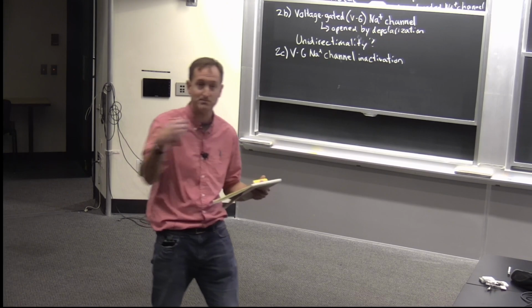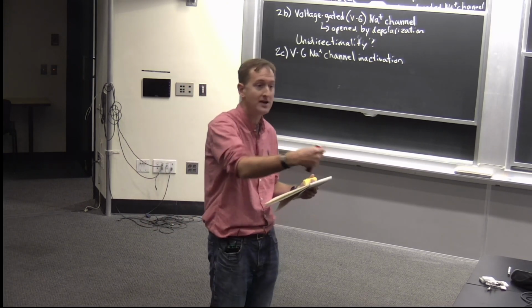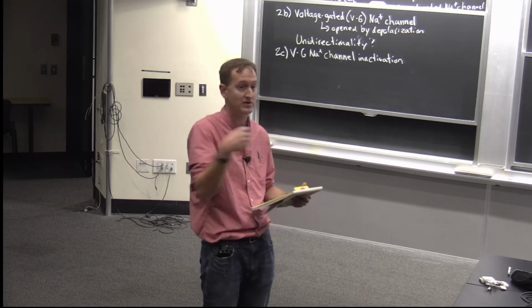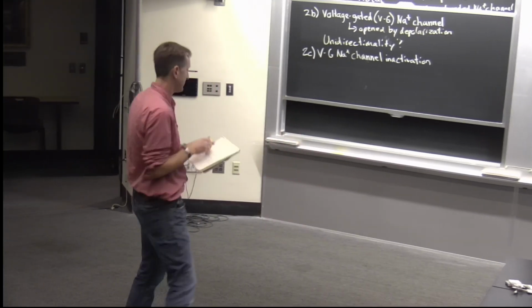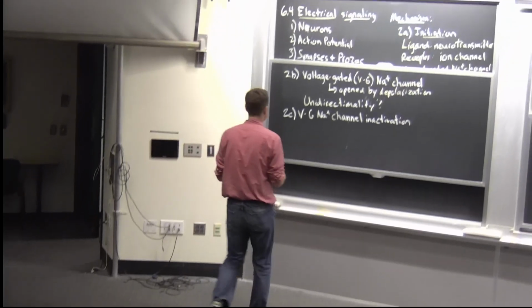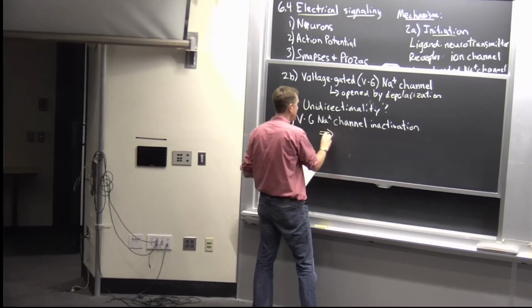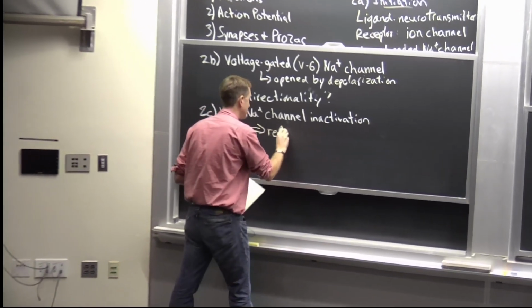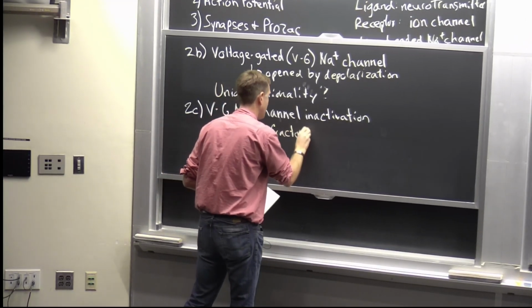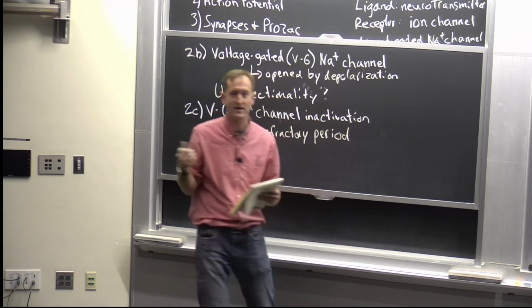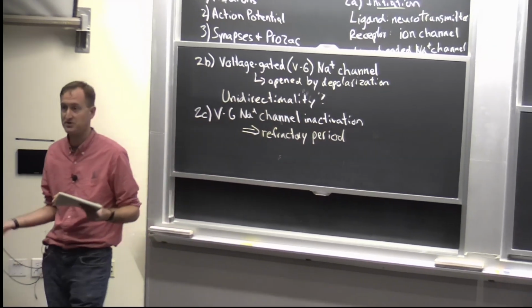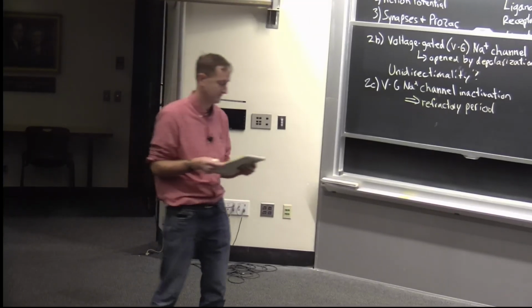Also, once the action potential gets to the end of the neuron, it doesn't reflect back the other way in the neuron. This can only go one direction, okay? So this provides unidirectionality. Okay, so it's this inactive or refractory period of the voltage-gated sodium channel which prevents the action potential from moving backwards.